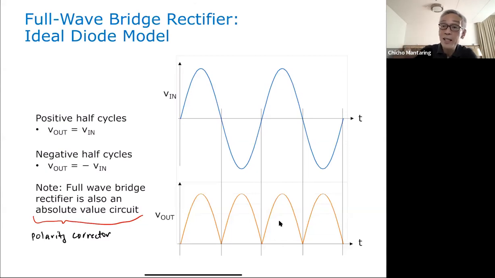Because when your voltage is negative, it converts it to positive. When your voltage is positive, it retains it as positive. That's what the full wave rectifier does. When your voltage is positive, it keeps it positive. When your voltage is negative, it keeps it positive. So that way, if you have a full wave rectifier in your gadget, it won't break when the battery is connected backwards.